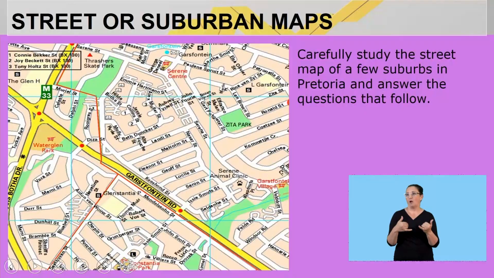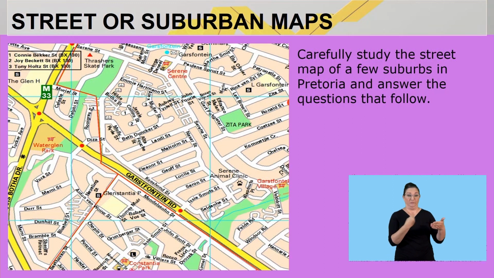Let us quickly look at street maps which show a few suburbs in Pretoria. So here's our first street map. It says, carefully study the street map of a few suburbs in Pretoria and answer the questions that follow. Before I start looking at my questions, I would like to know what my street map is all about. Here we can see quite a number of streets.